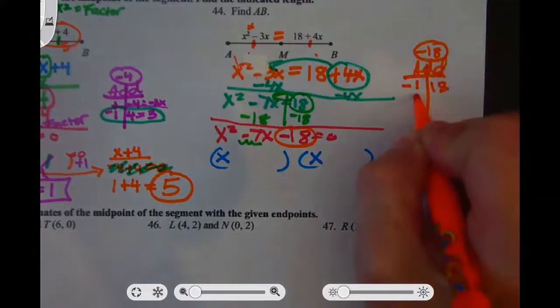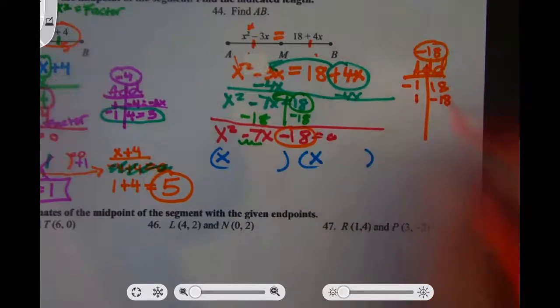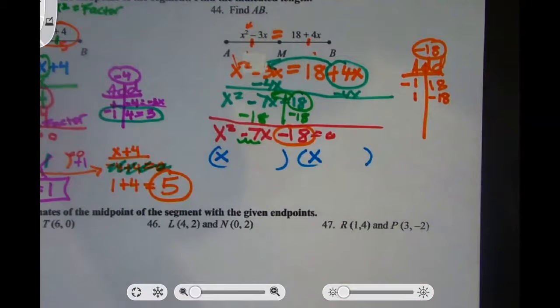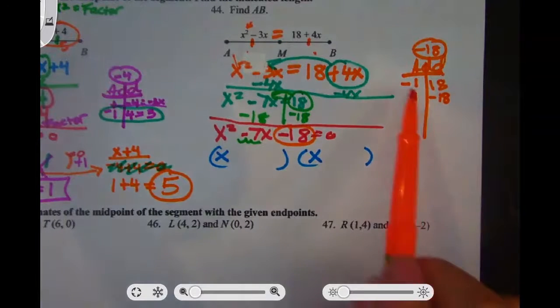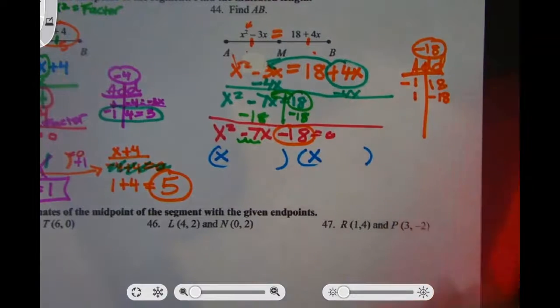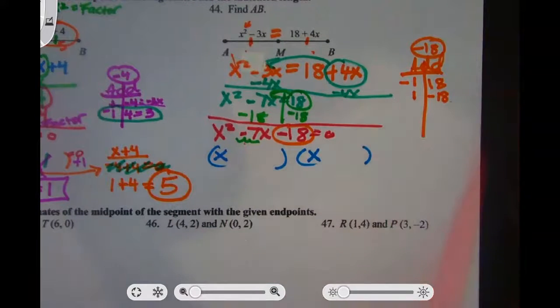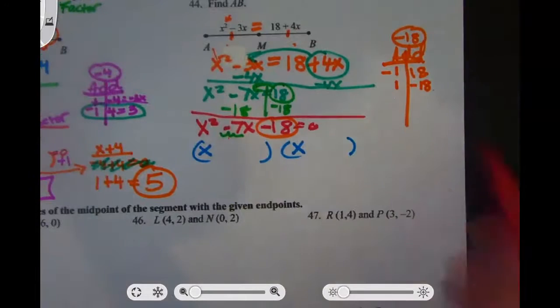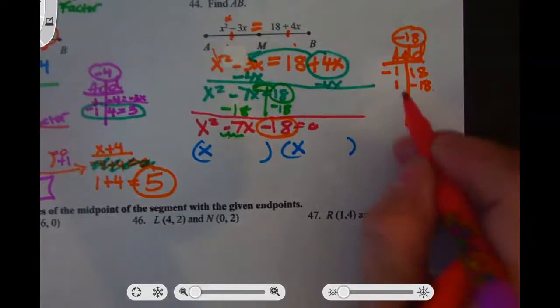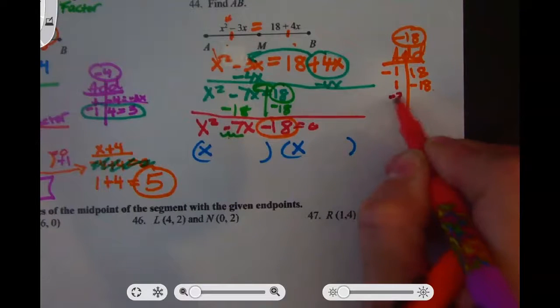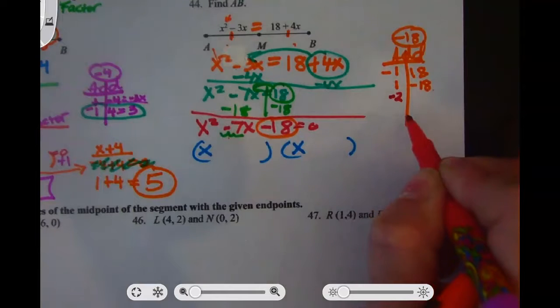And again, now I just do positive 1 and negative 18 because you just move the negative signs. So if I add negative 1 and 18, do I get a negative 7? No. If I add 1 and negative 18, do I get a negative 7? No. So let's keep going. Next one, negative 18 divided by, I'm going to do negative 2. I just go down the line.